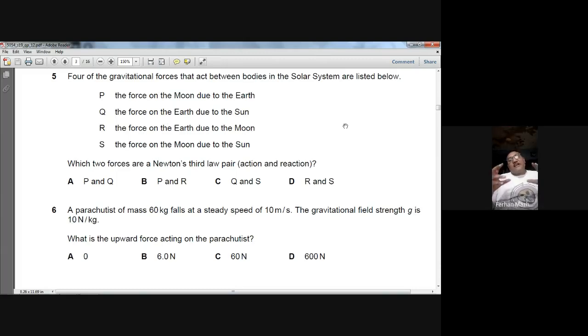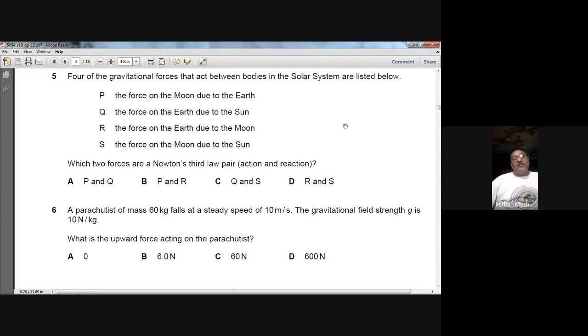So action and reaction are between two same bodies. For example, if the moon applies force on the earth, the earth applies the force on the moon. So that will be the Newton's third law pair. Both forces are equal in magnitude but opposite in direction. So P and R is a pair, Newton's third law pair, action and reaction.